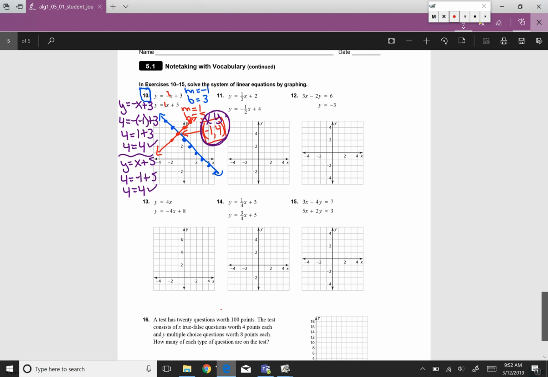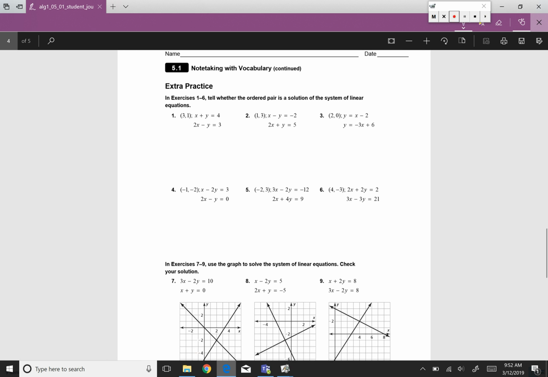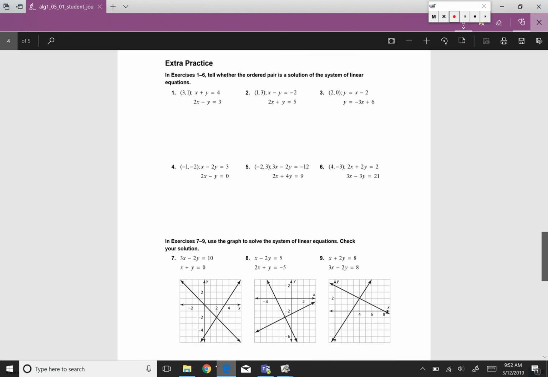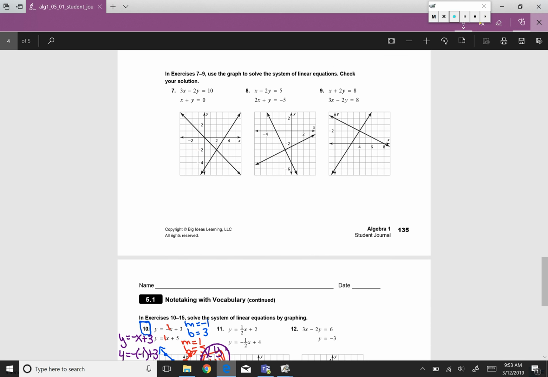Let me just have you take a look at the other sections of the assignment. In the first section, all you're doing is substituting the ordered pair into each equation and seeing if it makes the system true. So does the ordered pair work in both equations? If it works in both, if it makes both equal, it's a solution. They will not all be solutions. In the next section, 7 through 9, you have to first of all pick out the ordered pair of the intersection point, then check your solution.